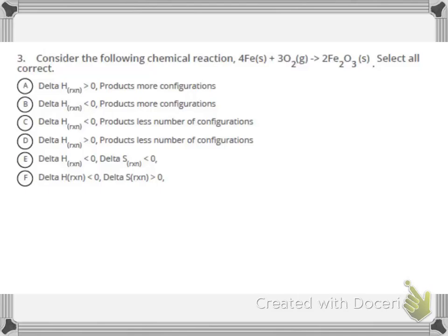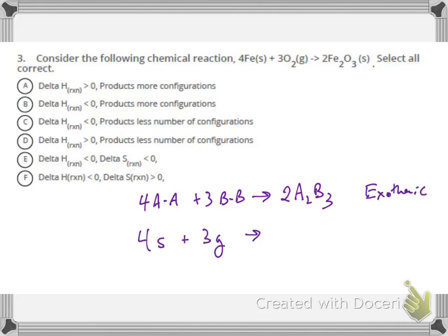Here we have a chemical reaction. We're going to be asked questions about delta H and delta S. So we'll start with delta H. We just write this in our standard AB configuration. We see that the reactants have high potential energies with AA and BB. The products have AB bonds. We expect that to be lower potential energy. We expect the reaction to be exothermic, or delta H less than 0.